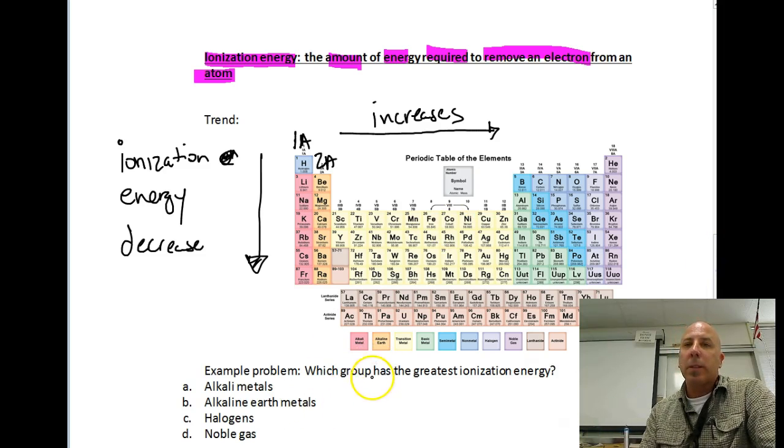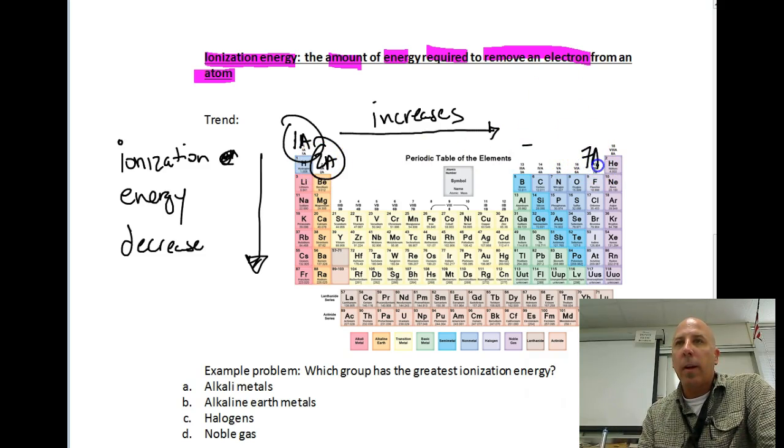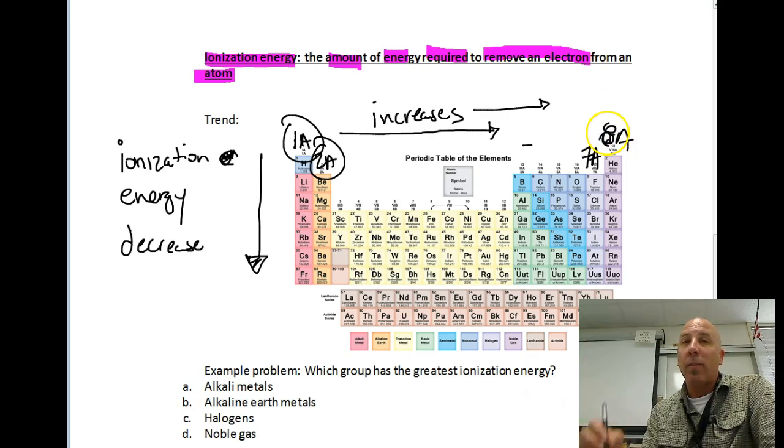It says, which group has the greatest ionization energy? Alkali metals, alkaline earth metals, halogens, or noble gases? So remember, ionization energy will decrease down, but because these are group trends, we're looking for groups. And it's going to increase to the right. Alkali metals are 1A. 2A is going to be alkaline earth metals. 7A, there's our halogens. 8A, there's our noble gases. So if this value increases to the right, whoever's furthest right is going to have the greatest ionization energy. That would be our noble gases. They definitely do not want to give up an electron.